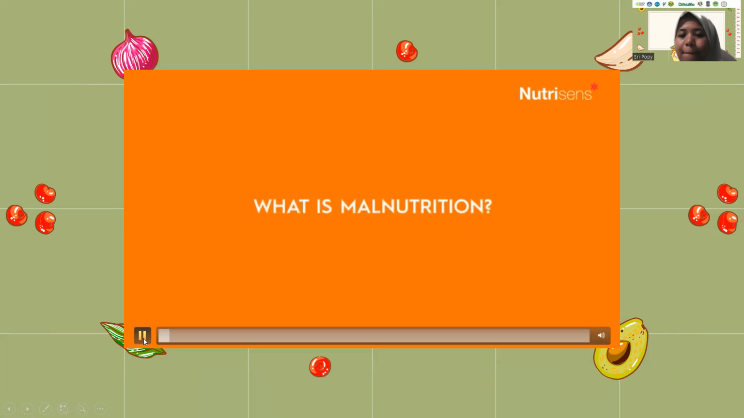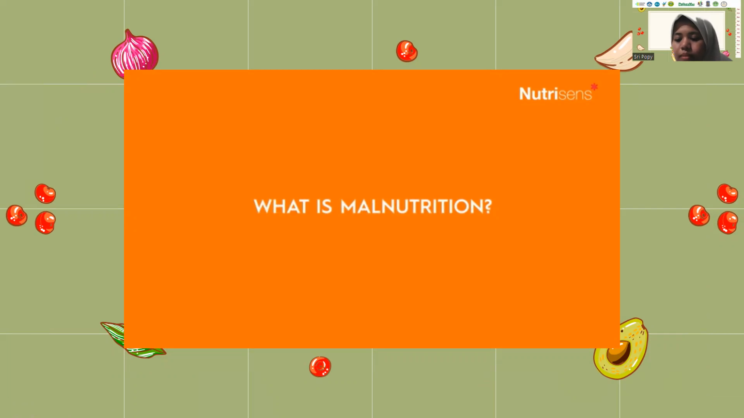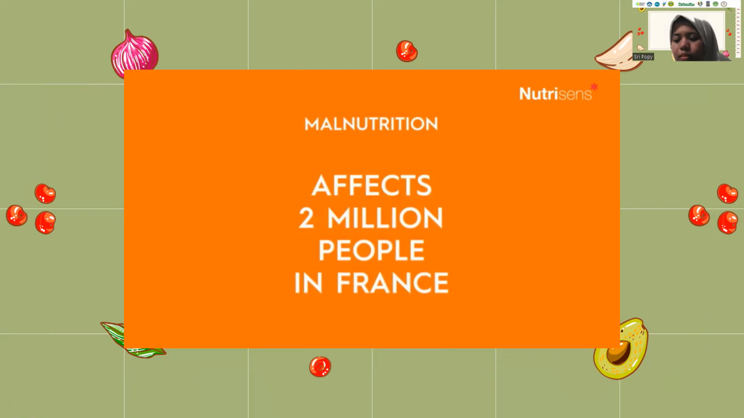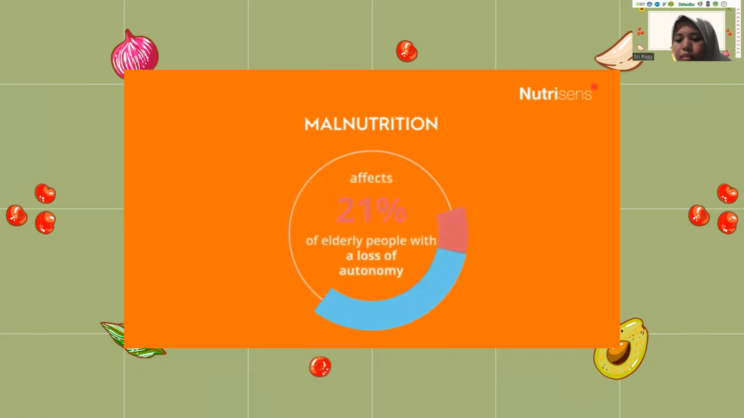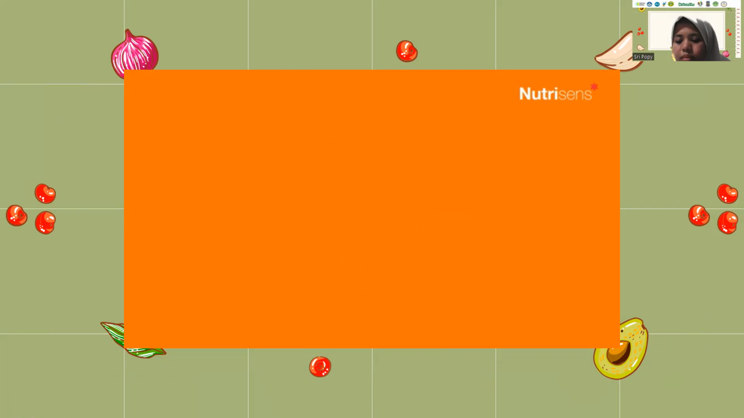Malnutrition is a major health problem among elderly people who are considered a high-risk group. It affects 2 million people in France. It is responsible for 40% of hospitalizations of elderly people and affects up to 70% of hospitalized elderly people.